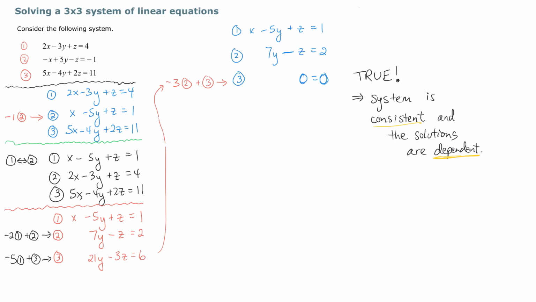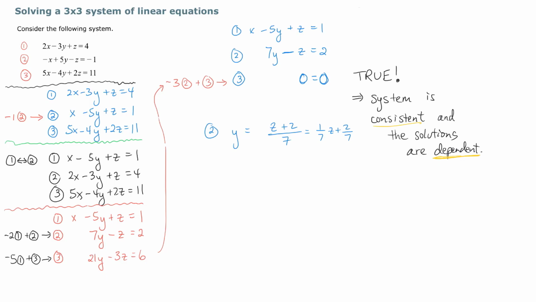So take your equation 2 and solve for y. Y is now equal to z plus 2 divided by 7. There's your y. You could also write this as 1/7 z plus 2/7 if you want. This looks like mz plus b, so this looks like a straight line in the yz plane.